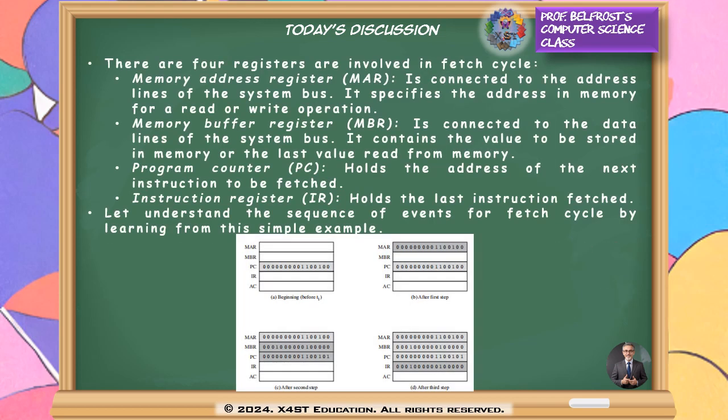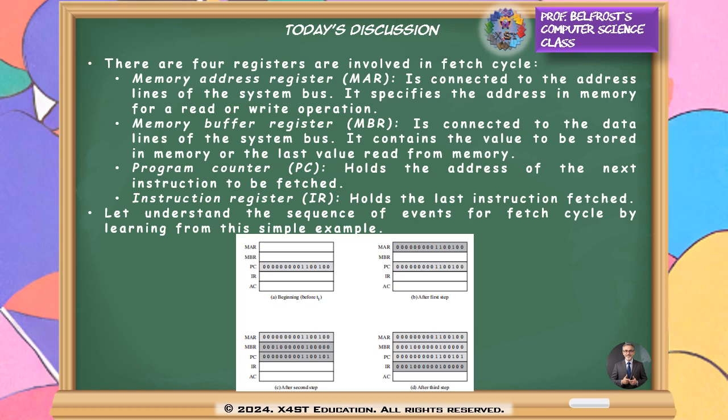MAR is the Memory Address Register. It is connected to the address lines of the system bus and specifies the address in memory for a read or write operation. Second, the Memory Buffer Register, or MBR for short. It is connected to the data lines of the system bus, and it contains a value to be stored in memory or the last value read from memory. Third is the program counter (PC), which holds the address of the next instruction to be fetched. The fourth is the instruction register, which holds the last instruction fetched.